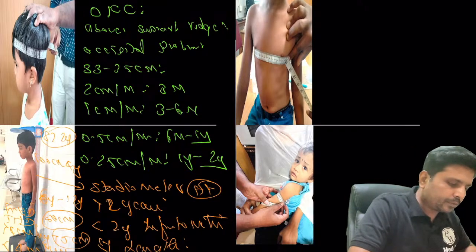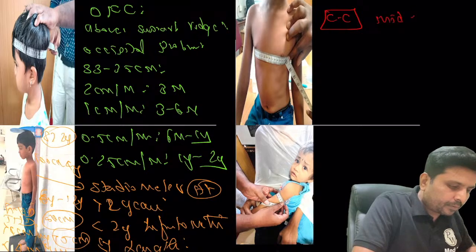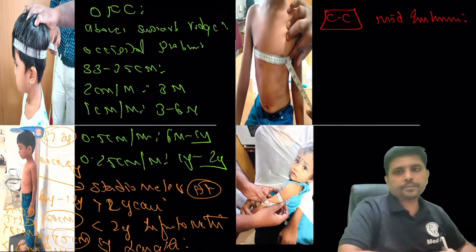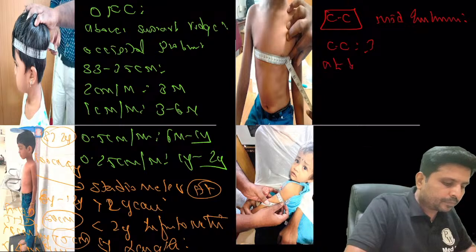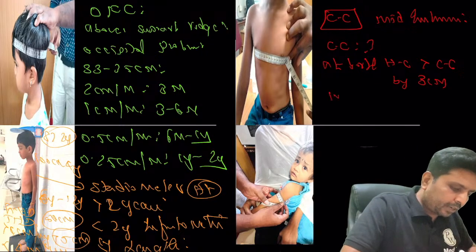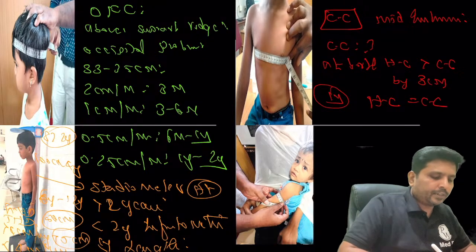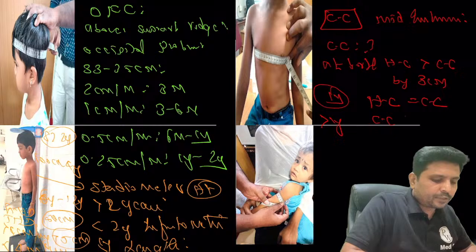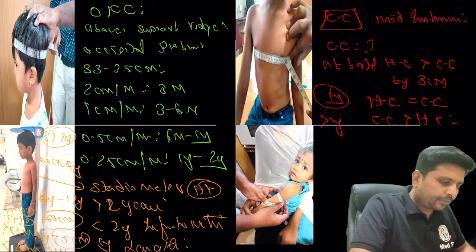Now, what is this? Chest circumference. You need to measure in mid inspiration at the level of the nipple. Normal chest circumference: at birth, head circumference is more than chest circumference by 3 centimeter. By about 1 year of age, head circumference is equal to chest circumference. After 1 year, chest circumference will be more than head circumference.